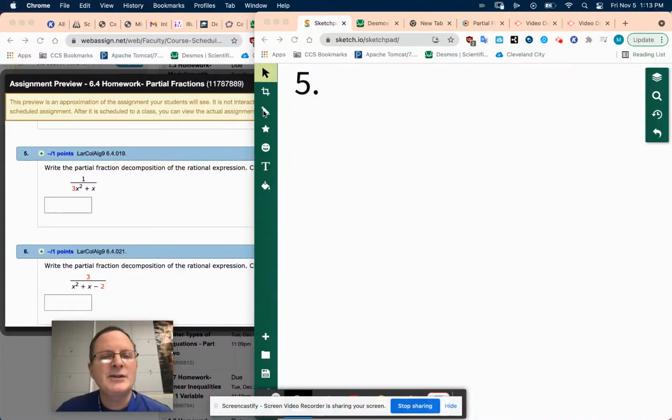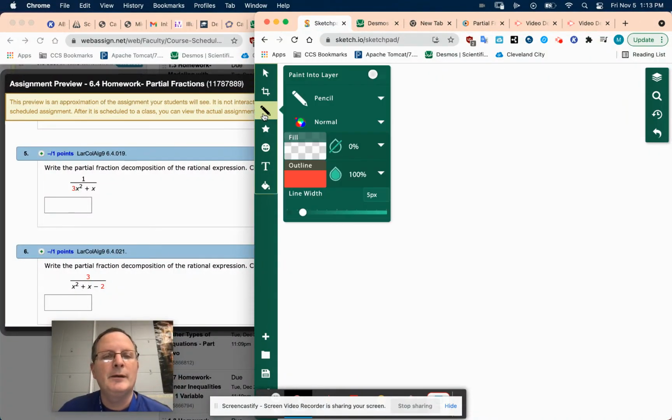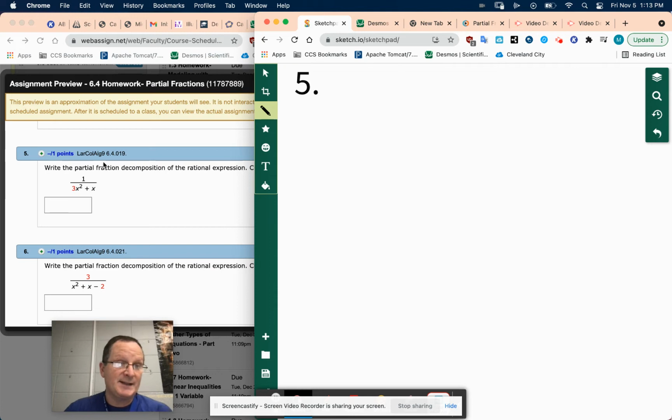Okay, so now we're actually going to solve this, and we're going to write the partial fraction decomposition. All right, so we're going to do like we did on the first four. We need to rewrite this. So this denominator, I can factor out an x, and that gives me a 3x plus 1.